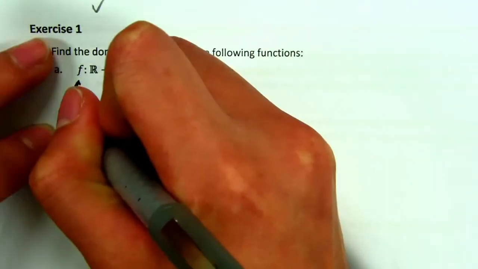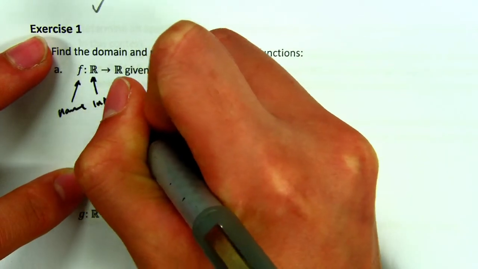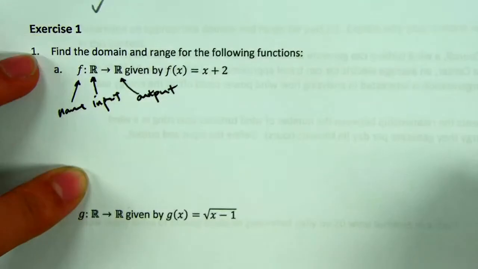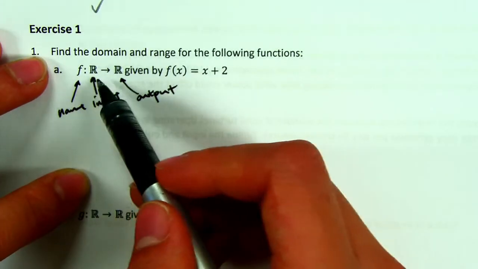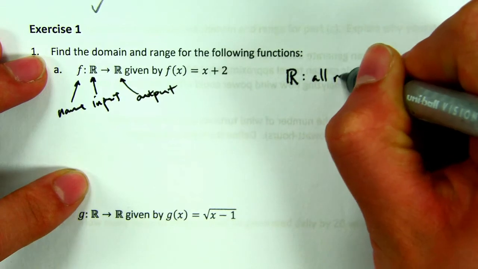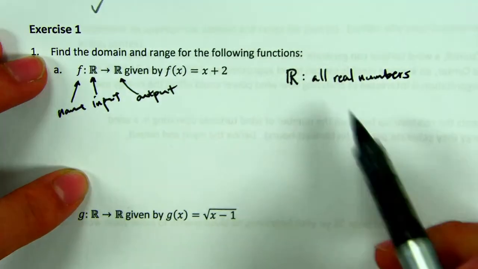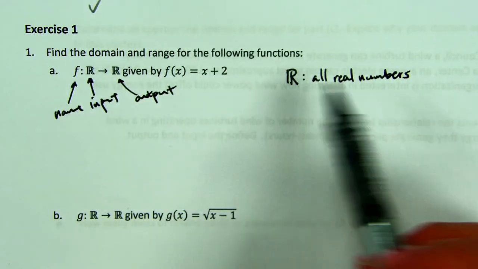This means this is our function f, this is our function name, and this is our input, and this is our output. And what this is saying is that double-lined R, we can rewrite like this, means all real numbers. So it's just a notation to make it easier to write all real numbers. So instead of writing out all 3 words, you're just writing out a symbol.